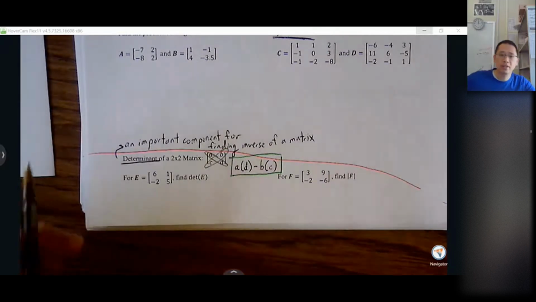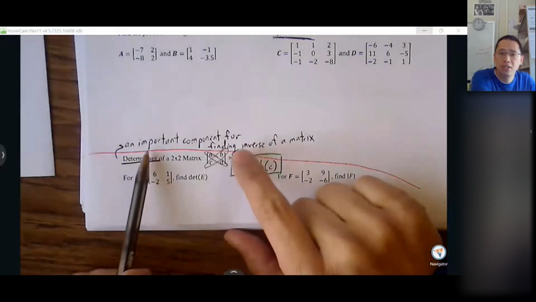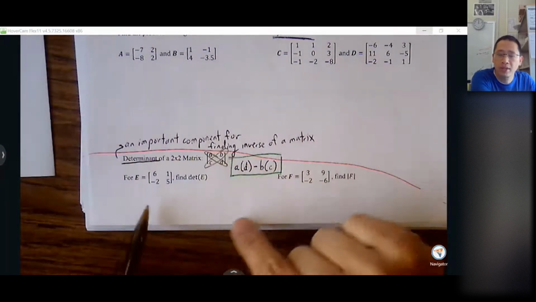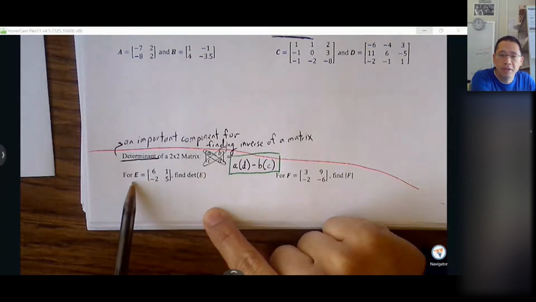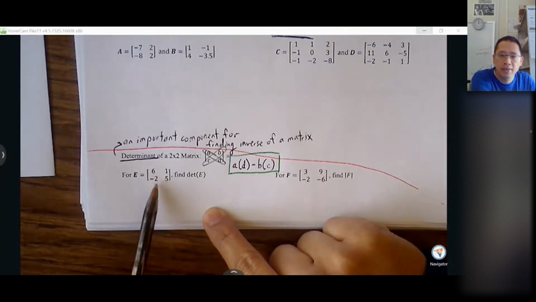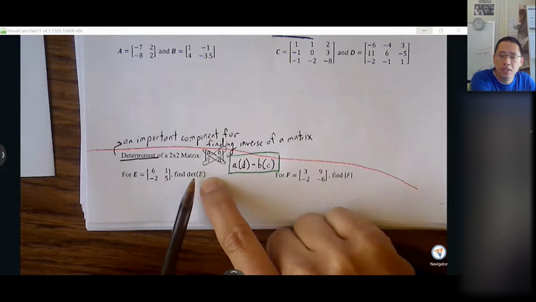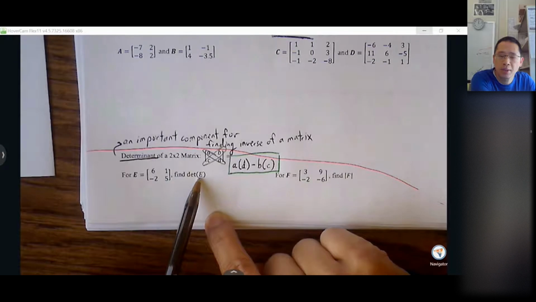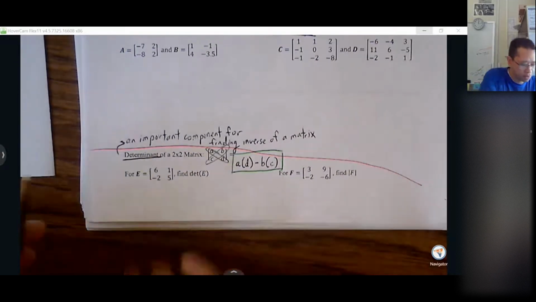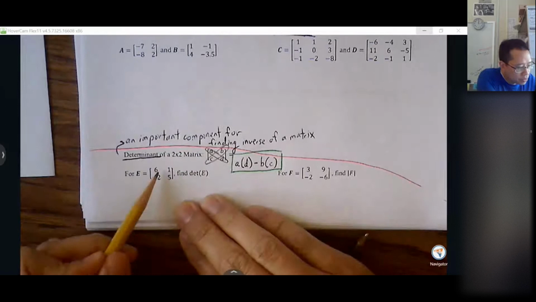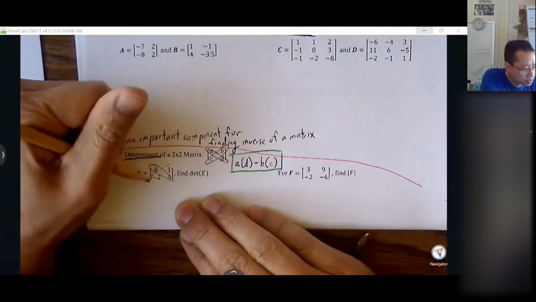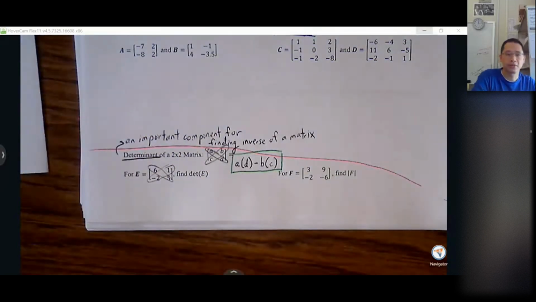Okay, so let's practice finding the determinant, which is just one component of finding an inverse. Let's say here's matrix E. Matrix E is given as 6, 1, negative 2, 5. It's a 2 by 2 matrix. The notation for determinant is det, parentheses, E, just to indicate that we're trying to find the determinant of this named matrix E. So we start at the upper left corner and then subtract out the other diagonal.